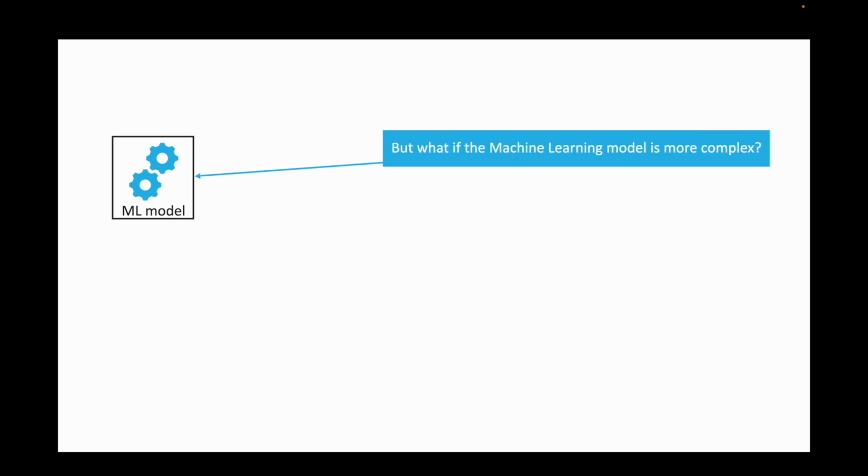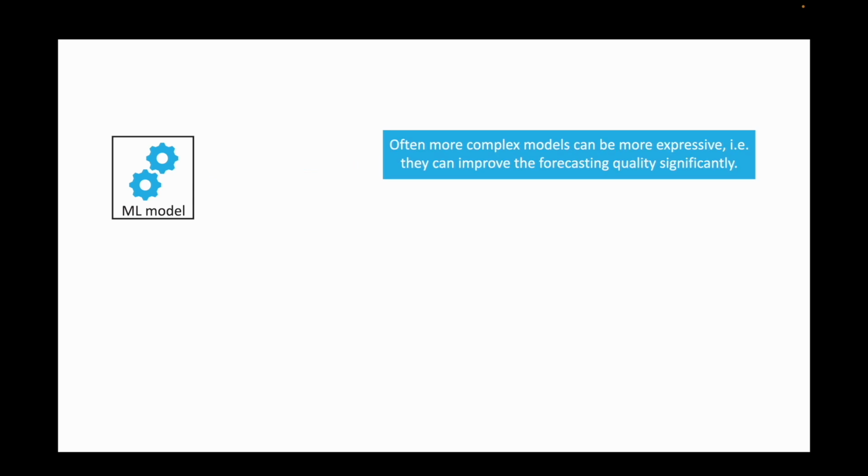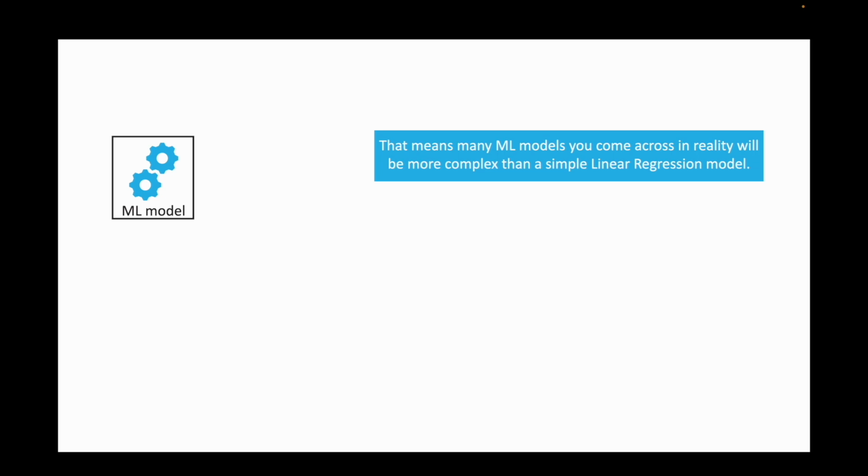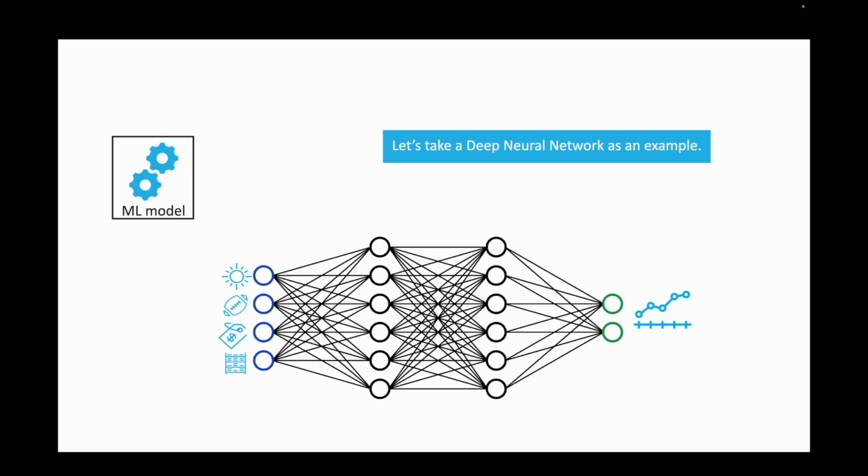But what if the machine learning model is more complex? Often, more complex models can be more expressive. That is, they can improve the forecast quality significantly. That means many machine learning models you come across in reality will be more complex than a simple linear regression model. Let's take a deep neural network as an example.